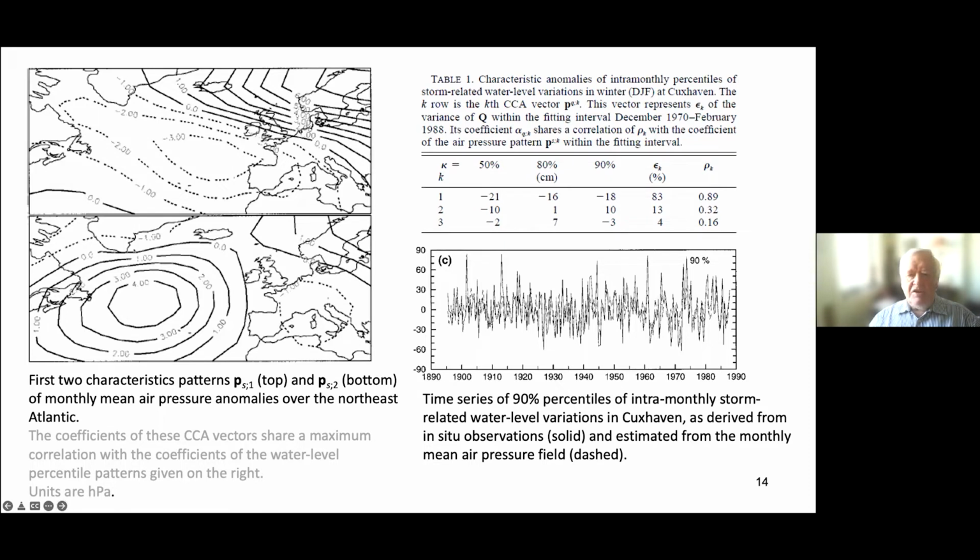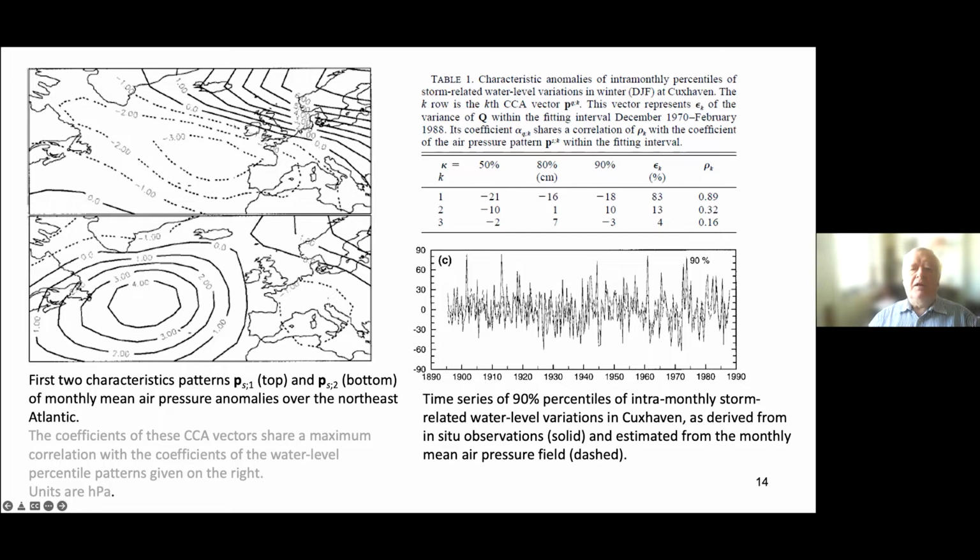But if we use these two patterns here to predict what the variations of the 90 percentiles in Cuxhaven should be, then we get this result, and you cannot see it very well. The solid line is what had been observed or reconstructed from observations. The dash is from the monthly mean air pressure field. And you have a hunch that these are relatively close to each other.